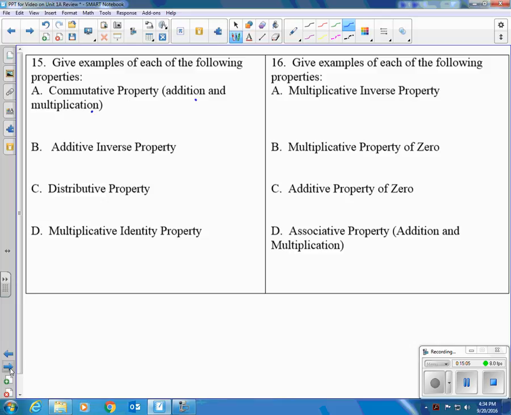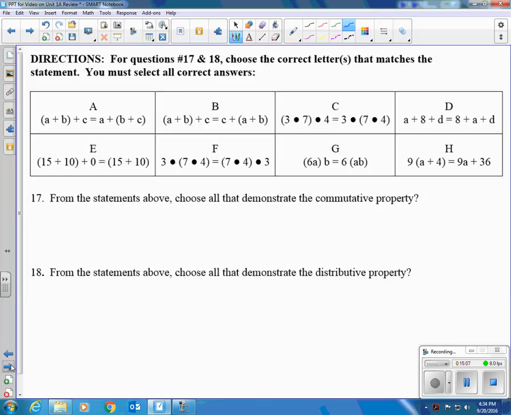Now I'm going to show you on this page about that part, because this will be some examples, and also at the same time I'm going to show you how I would make sure that I answer number 17, 18, and also 19 and 20. Because on this page, what they're asking me to do is to choose the correct answer or the correct letters that match the statement. You must select all the correct answers.